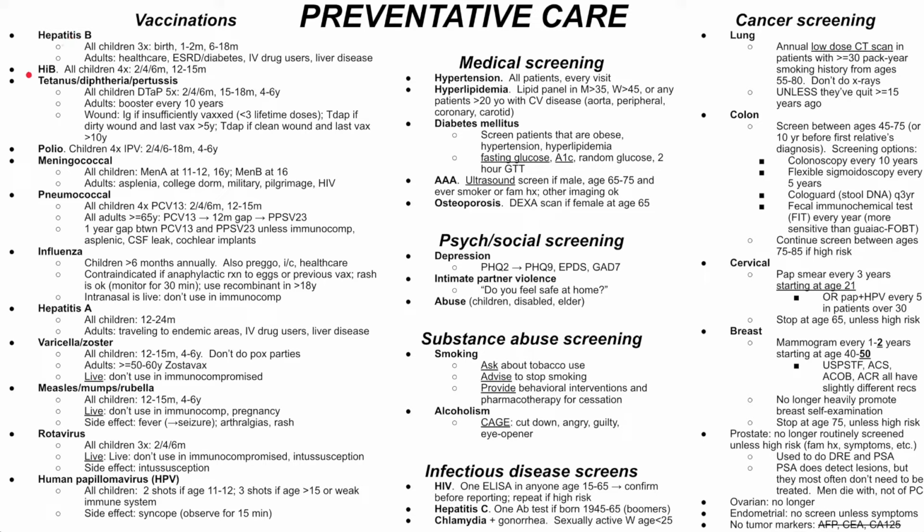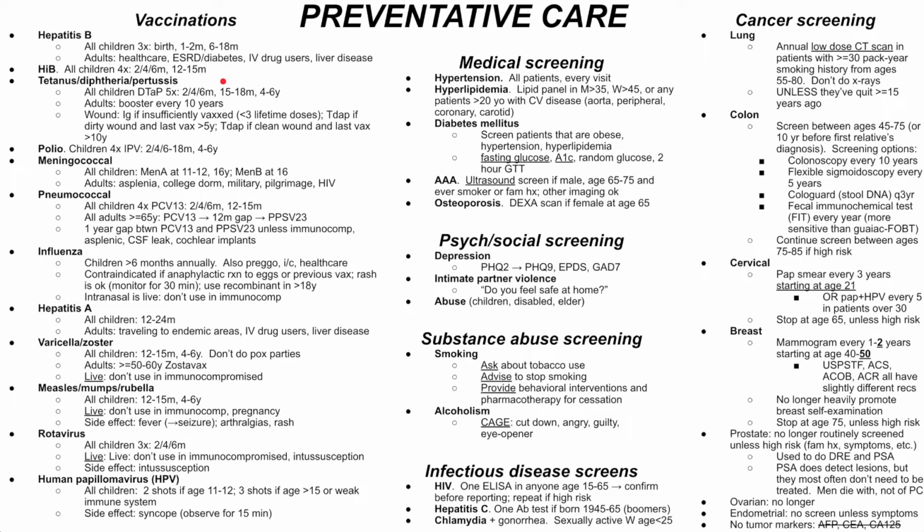Next is Haemophilus influenzae type B. You give this to all children, and there are 4 doses. The doses are given at 2, 4, and 6 months, and the last dose is given at 12 to 15 months. Next is the combination vaccine for tetanus, diphtheria, and pertussis. All children get this in the form of the DTaP vaccine. This is different from the Tdap that the adults get, but all children get 5 doses of DTaP. They get them at 2, 4, and 6 months, and the 4th dose is between 15 and 18 months, and the 5th dose is between 4 and 6 years.